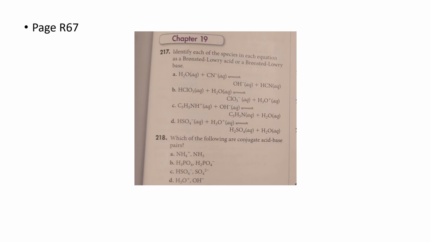Part C, HSO4 minus and SO4 2 minus. Again, one proton difference there. They're both negative, but when we take that proton away, we end up with a double negative on that sulfate. So that is a conjugate acid-base pair. And then finally, we have H3O plus and OH minus. The difference between those two is 2 protons, so they are not a conjugate acid-base pair.